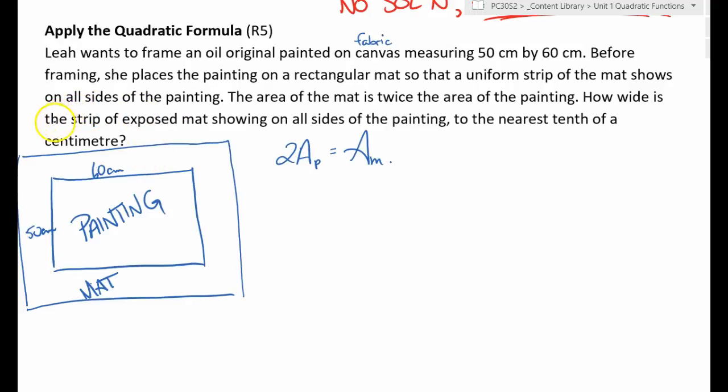How wide is the strip of exposed mat showing on all sides of the painting to the nearest tenth of a centimeter? So what we don't know is how big is this strip. That's what we're asked. And it doesn't matter which direction we're looking, horizontal or vertical, it's the same because it says it's uniform in width. So uniform meaning the same.